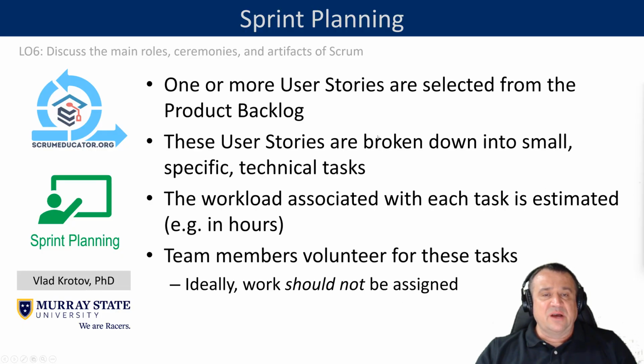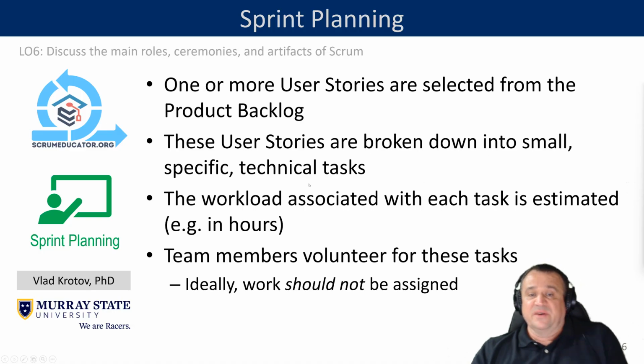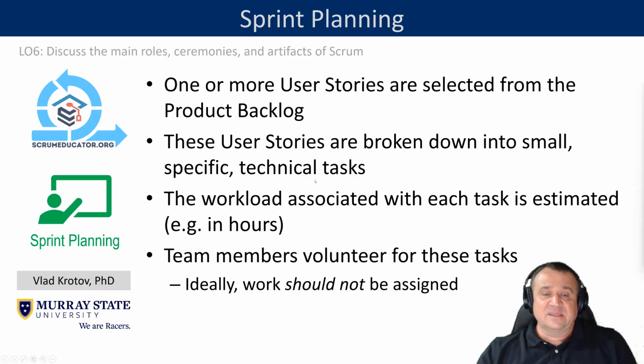So now we're done talking about our Scrum roles. Now we're going to talk about some ceremonies. So what happens during sprint planning? During sprint planning, one or more user stories are selected from the product backlog. These user stories can be broken down into smaller specific technical tasks that can be assigned to individual team members. The workload associated with each task is estimated.